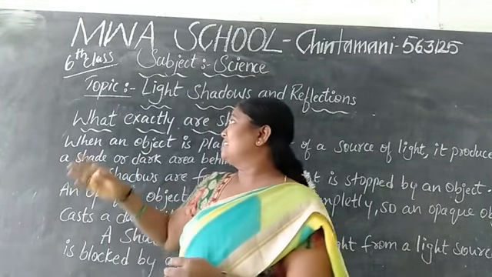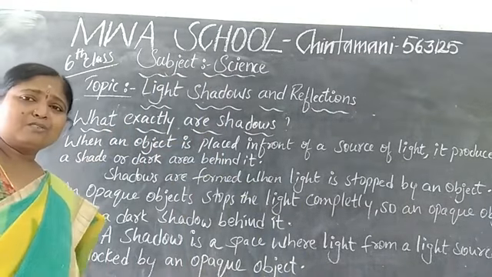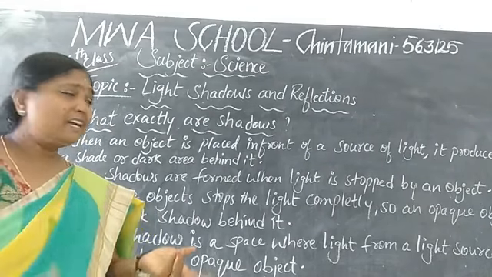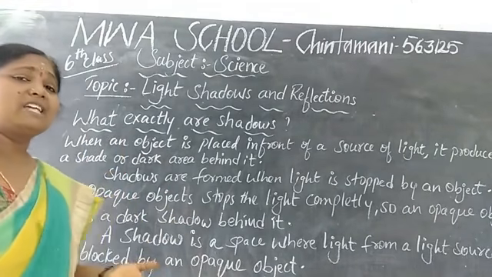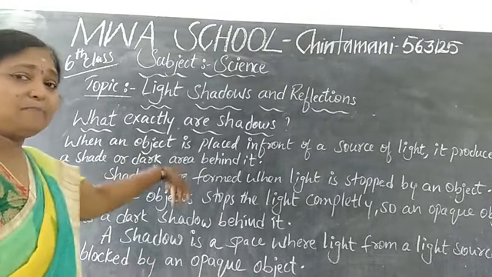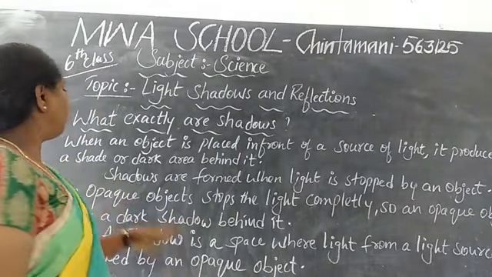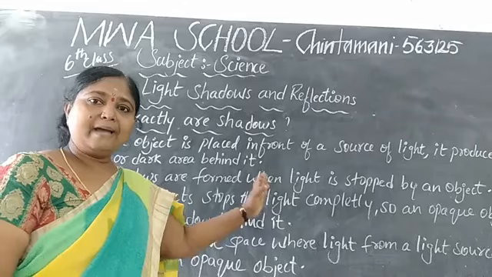Yes. So, actually, what exactly are shadows? How do these shadows come? Why do we say that these are shadows? What exactly are the shadows? When an object is placed in front of a source of light, it produces a shade or dark area behind it. Now, I am showing you.